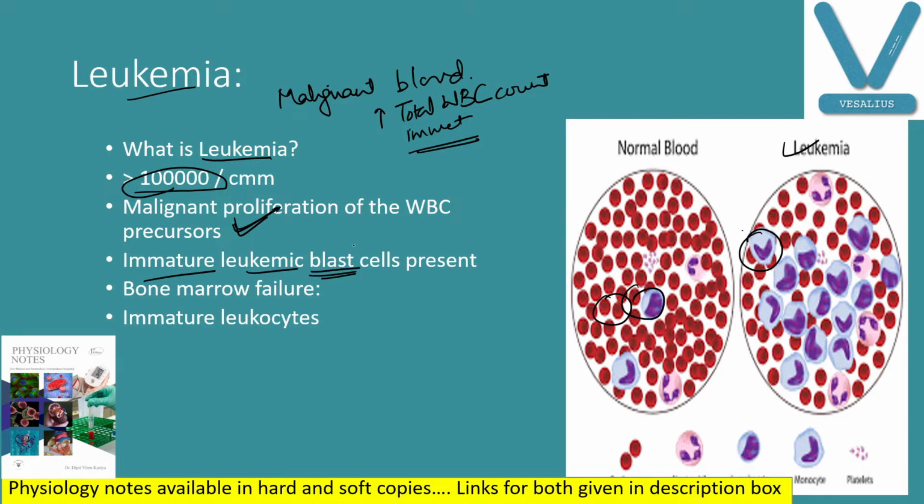Because of bone marrow failure to produce mature cells, mature cell production decreases, so the person has anemia, decreased RBCs, leukopenia, meaning normal WBCs are reduced, and thrombocytopenia, meaning thrombocytes are reduced. Immature WBCs are increased, but mature WBCs are decreased. This is the characteristic of leukemia.